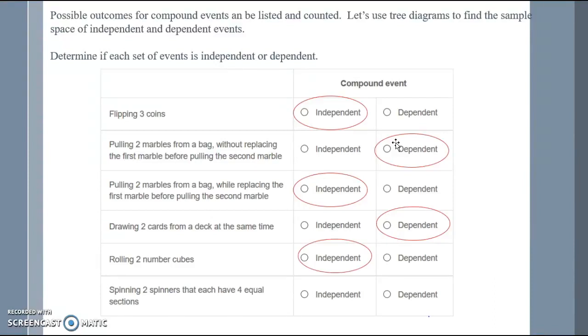Rolling 2 number cubes. Independent. Rolling 1 number cube does not affect the outcome of rolling a second number cube. Spinning 2 spinners that each have 4 equal sections. Again, independent. The one spinner does not affect the second spinner.